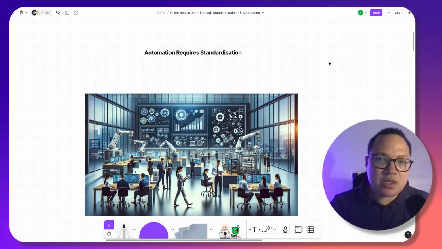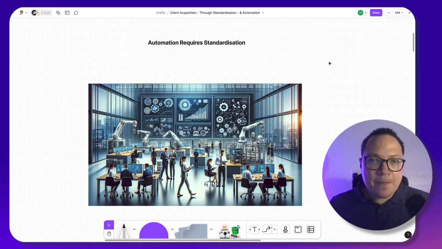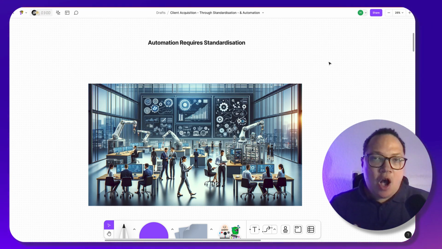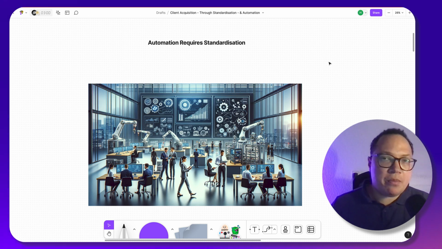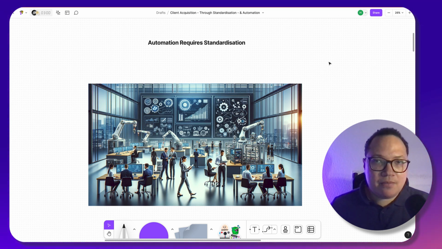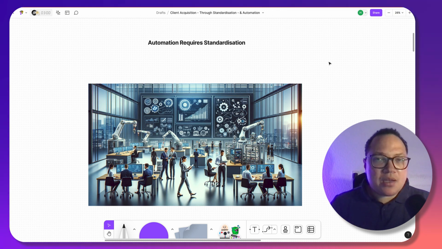But what we need to understand first is that automation requires standardization. Oftentimes, a lot of people in businesses like to jump the gun and go for automation right away. But the question is, what would you be automating? You see, a business in itself is a mix of operations and processes.